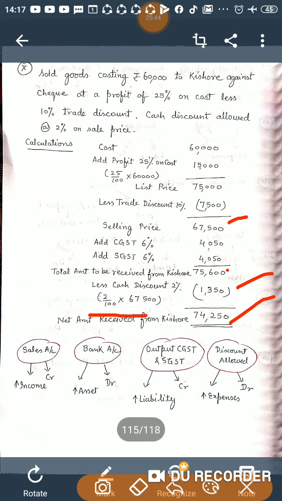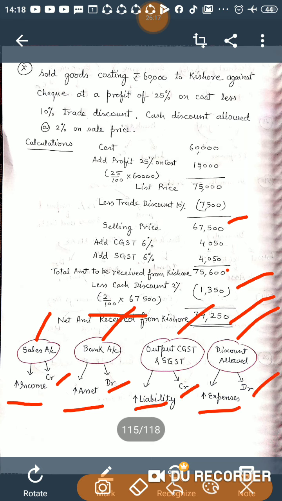So let us analyze the transaction. Sales is involved, bank is involved because we are receiving payment through check, output CGST and SGST is involved, discount allowed is involved. Sales, it is an income increasing in the business, so it should be credited. Bank, it is an asset, we are receiving payment, so bank balance is increasing. Increase in asset should be debited. Output CGST and SGST is a liability. Increase in liability should be credited. Discount allowed, it is an expense. Increase in expenses should be debited.